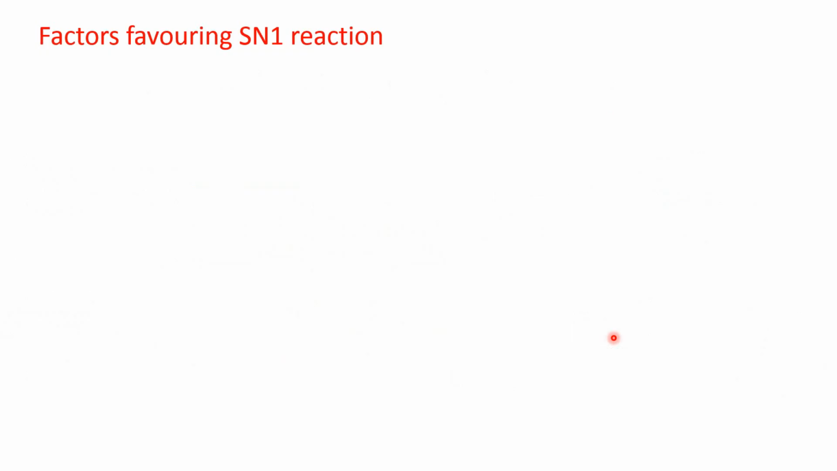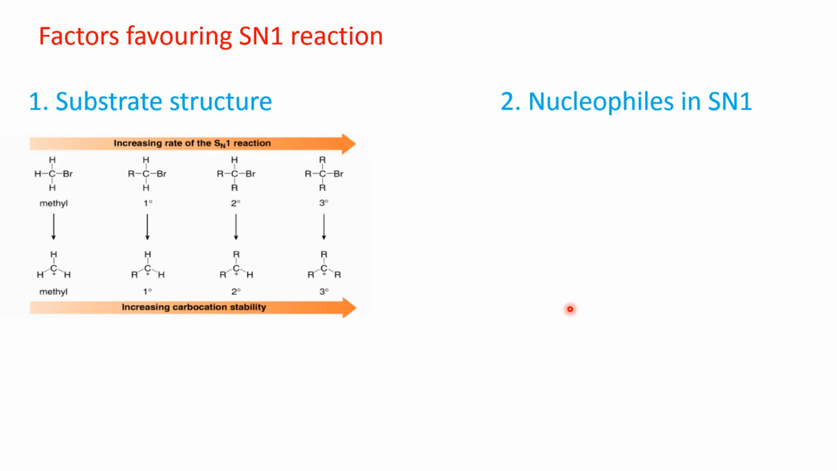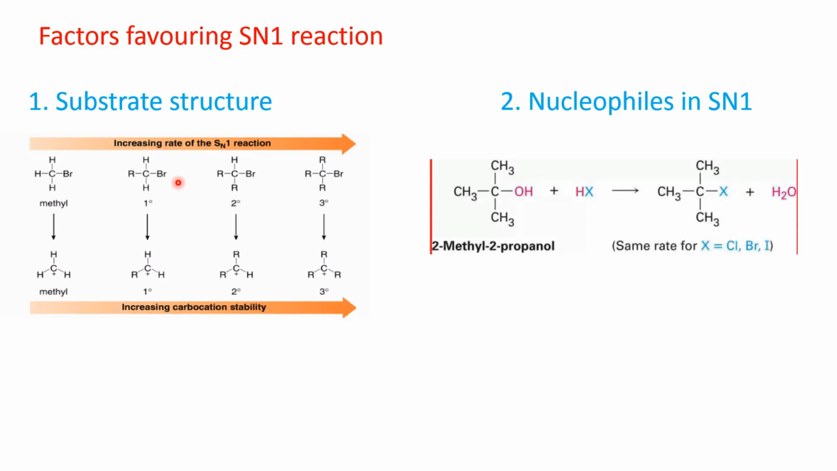Now factors favoring the SN1 reaction. First one is substrate structure. We have seen the SN1 reaction proceeds through the formation of a carbocation, and we know the 3 degree carbocation is more stable than 2 degree, then 1 degree, finally methyl. So 3 degree alkyl halide is the most favorable substrate for SN1, then 2 degree, then 1 degree doesn't undergo SN1 reaction. Now nucleophiles in SN1. As in the rate determining step of the SN1 reaction nucleophile is not involved, therefore it is not affected by the nucleophile.